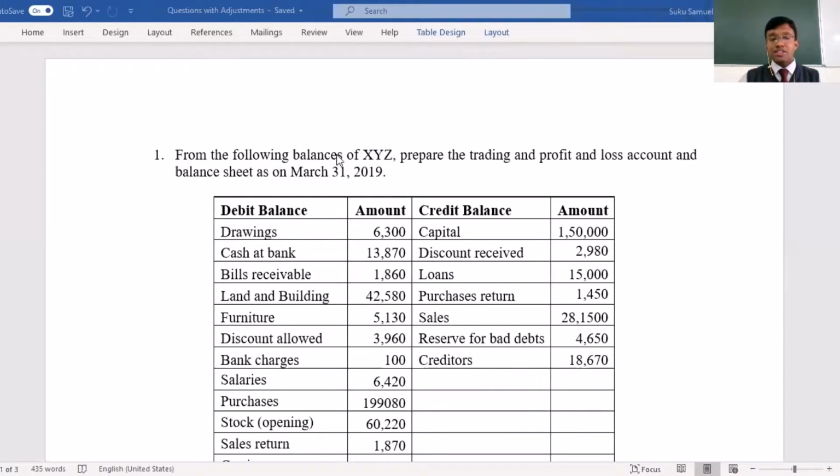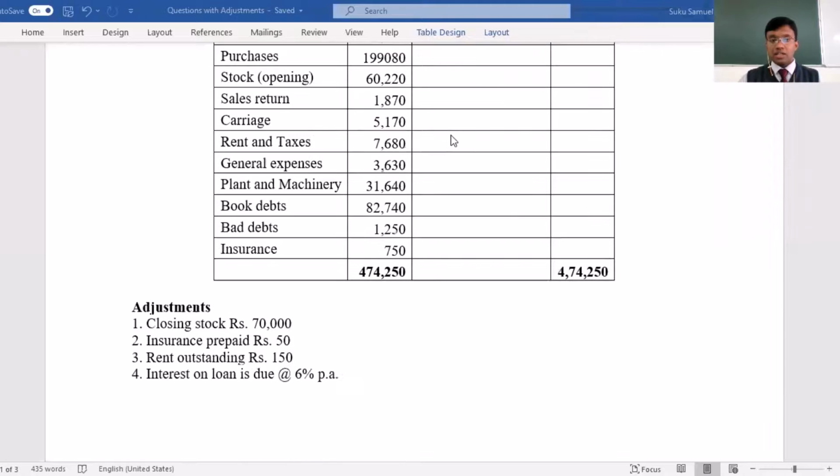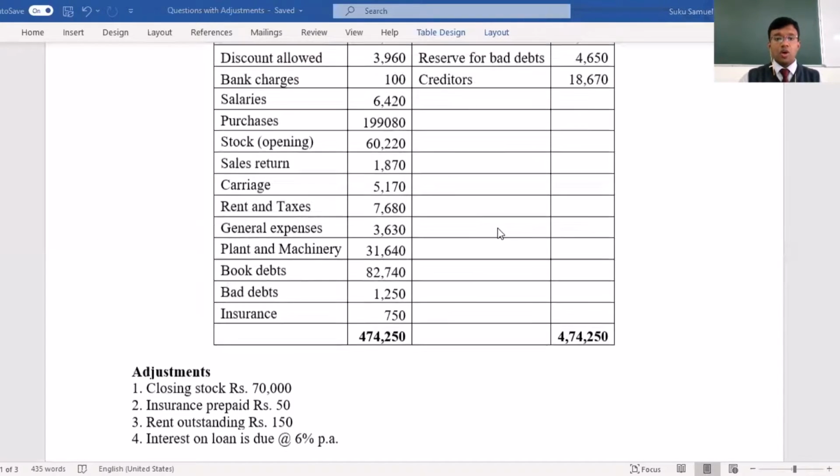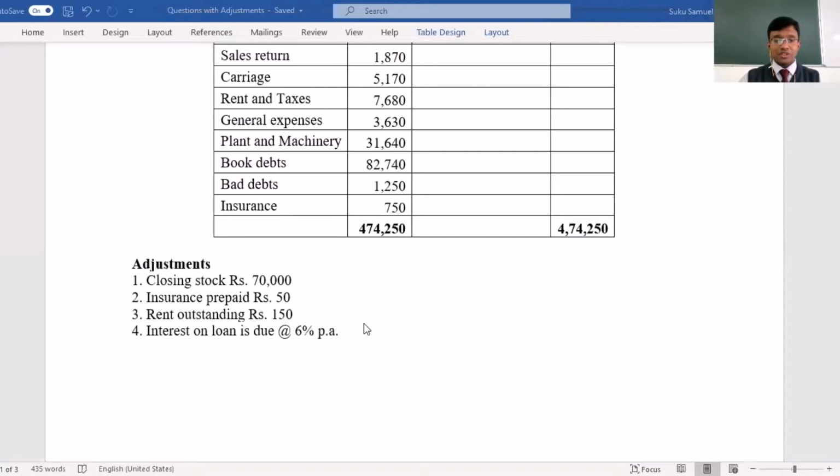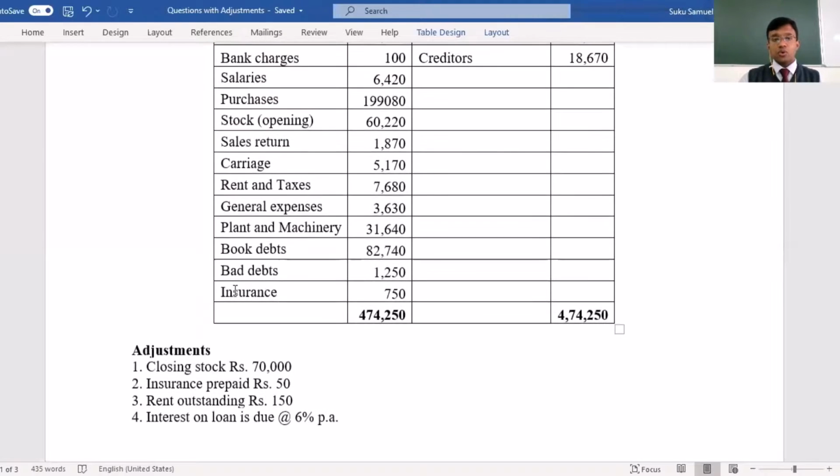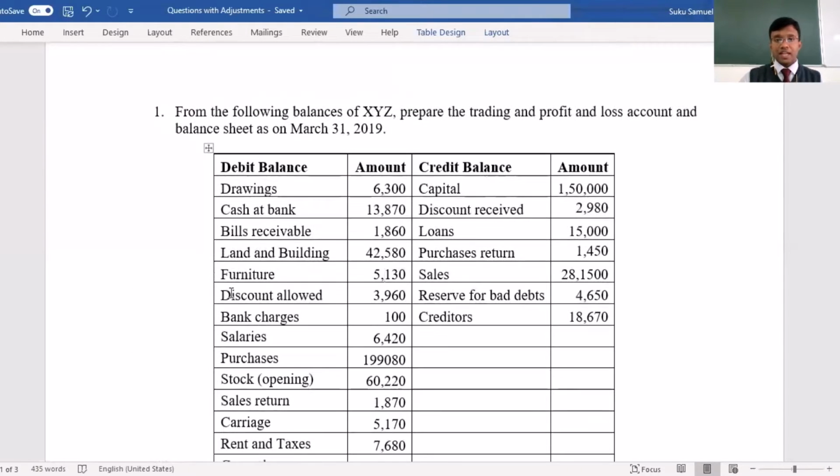From the following balances of XYZ, prepare the trading account, profit and loss account, and the balance sheet as on 31st March 2019. Here we've been given the trial balance and the information regarding the books of accounts of XYZ. Also notice in this question, we have some adjustments. So we have to go about with the preparation of the final accounts for this question.